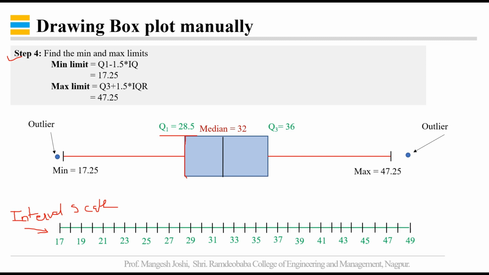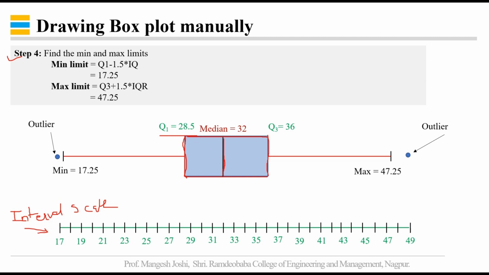First of all, you have to create a box, then mark the median, then mark the minimum and maximum value, and then you have to identify the outliers. So first I have drawn the vertical line at quartile 1, then the interquartile range is this up to quartile 3. Then this box will be prepared. Then you have to mark the median, which is at 32. So the box is prepared. Now we have to draw the whiskers.